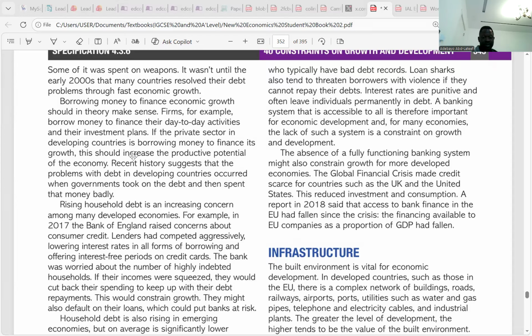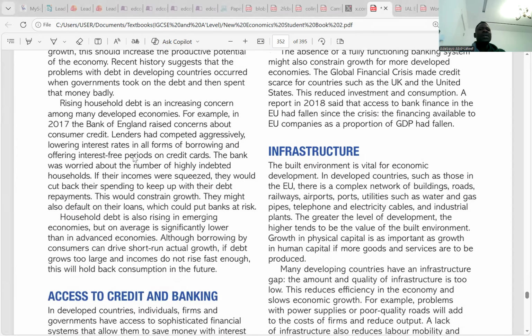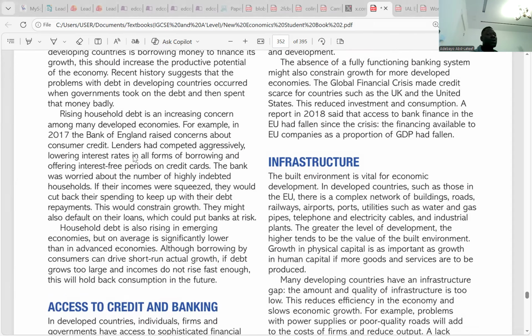So, whatever is happening here is just the situation that we are witnessing with our own eyes too. So, rising household debts is an increasing concern among many developed economies. So, for developing economies, the problem they have is bad governance, and that makes it difficult for them to be able to fund growth and development. Now, let's look at developed economies. What's the problem about developed economies? Rising household debts. Rising household debt is an increasing concern among many developed economies.